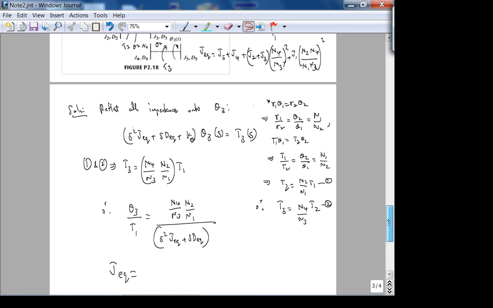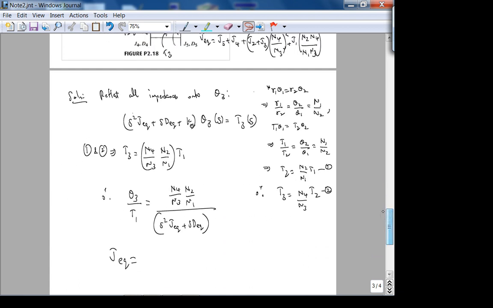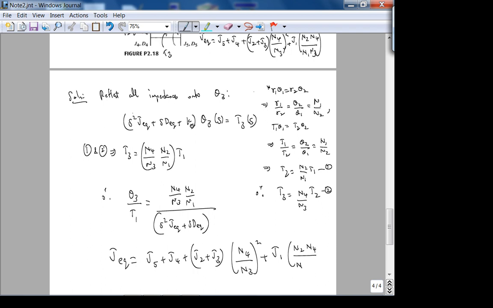So, we're not done. So, JEQ is J5 plus J4, the same thing, plus J2 plus J3, number of teeth on the destination shaft divided by the number of teeth on the source shaft squared, plus J1 times N2 over N1 squared, times N4 over N3, the whole square. Okay? This is just your J.